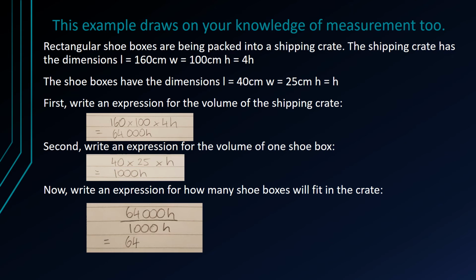Now in this case, we're going to divide down, and the common factor here is actually 1000h. So it divides quite neatly. 64,000h divided by 1000h is 64. And 1000h divided by itself is just 1. So in this case, our answer is 64. There's 64 of these shoe boxes that's going to fit into each shipping crate.